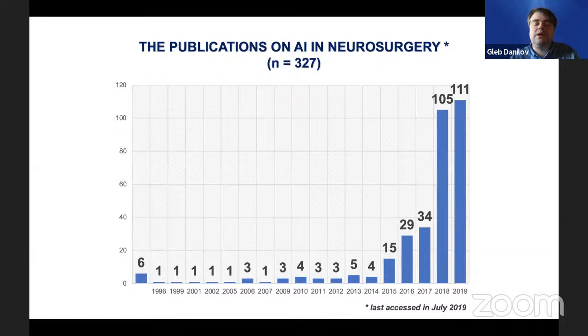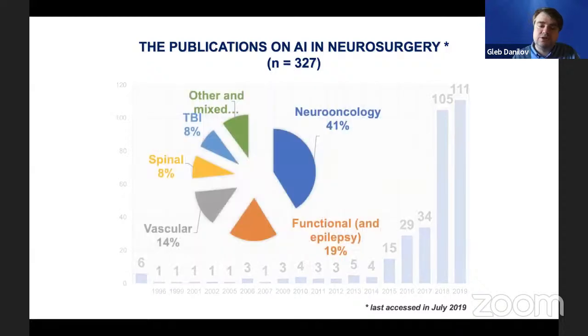So we included 327 articles from PubMed in a systematic review. On this slide, you see a tremendous increase in the number of publications on AI in neurosurgery in 2018 and 2019, and it still is going on. The majority of studies were conducted in neuro-oncology, functional neurosurgery, vascular, spinal neurosurgery, and traumatic brain injury. What were the main goals of using artificial intelligence in that field?